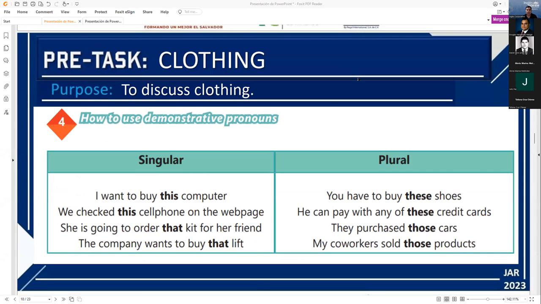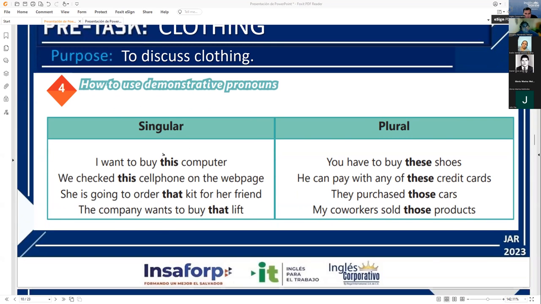Pre-task: clothing. The question here is, teacher, what does clothing have to do with the demonstrative practice? I will demonstrate what it means. Okay, let's see. Check over here.